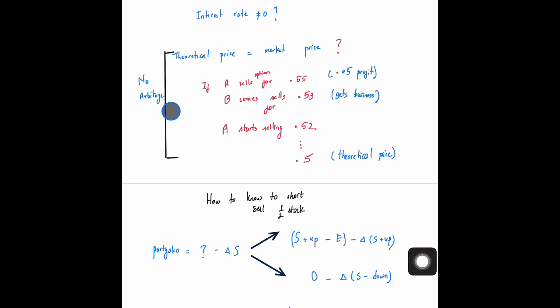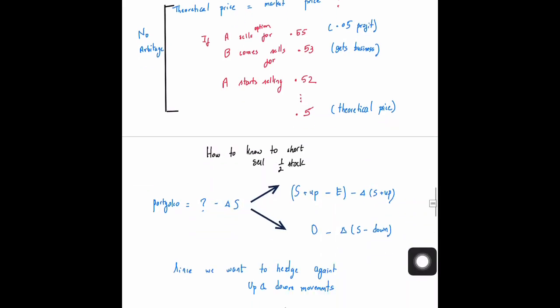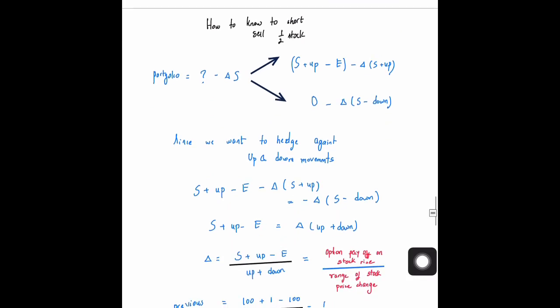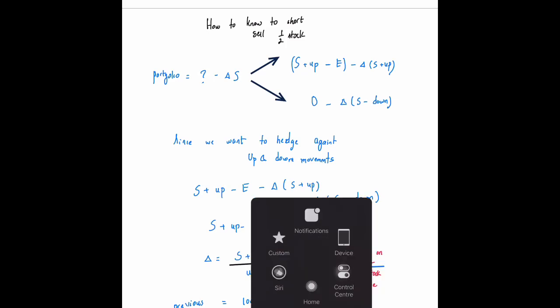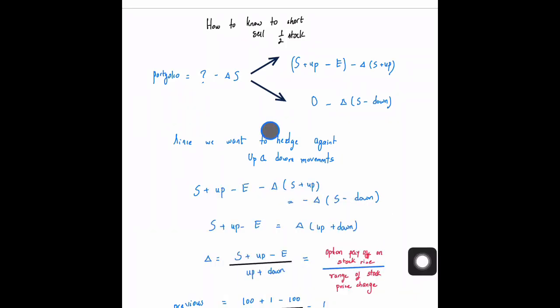So this is an example of a no arbitrage argument, that there is no question of a risk-free profit. The markets adjust themselves so that the price becomes such that there is no possibility of risk-free profit. Now let us go back to the problem at hand. We had asked, how do we know how much of the stock to short, how do we know that we had to short half of the stock?